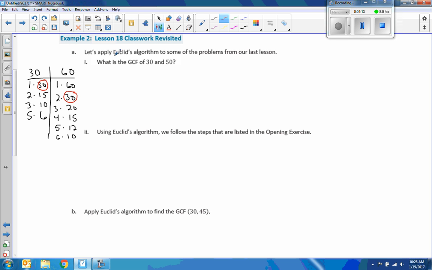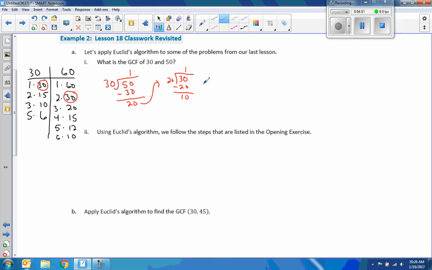Okay, now we're going to use Euclid's algorithm. And what that says is take the bigger and divide by the smaller. So I'm going to put 30 here, and I'm going to divide 50 by 30. 1 times 30 is 30, and I get 20. That's a remainder. I don't care about the decimal. We're going to stop here. But what I'm going to do is take my remainder and divide by what we were dividing by. 1 times 20 is 20.